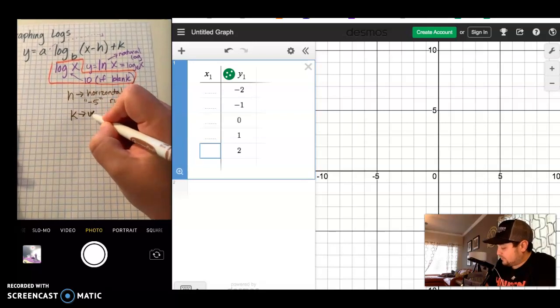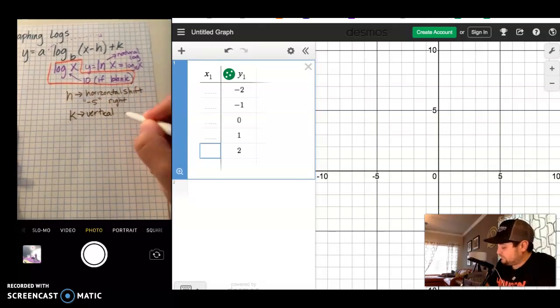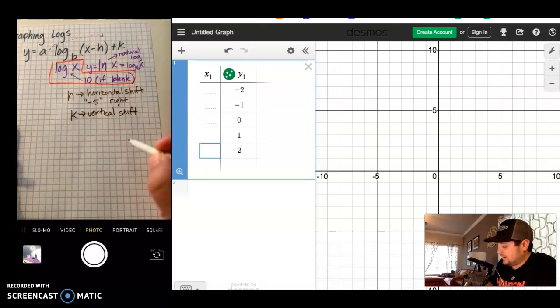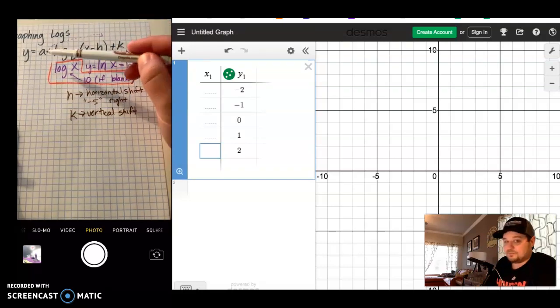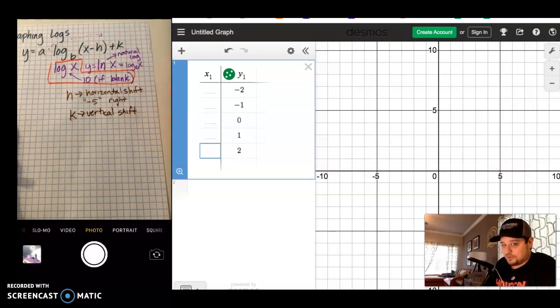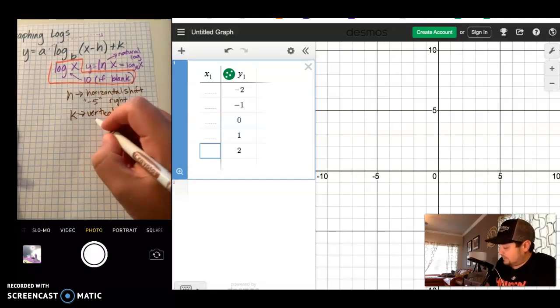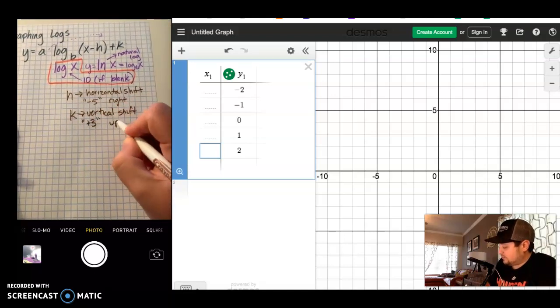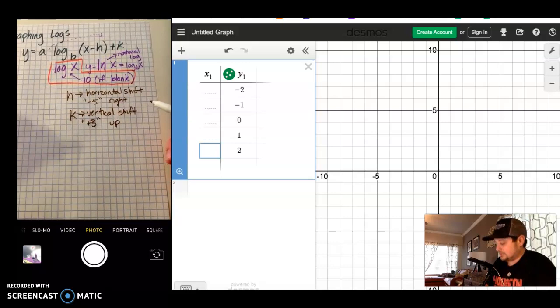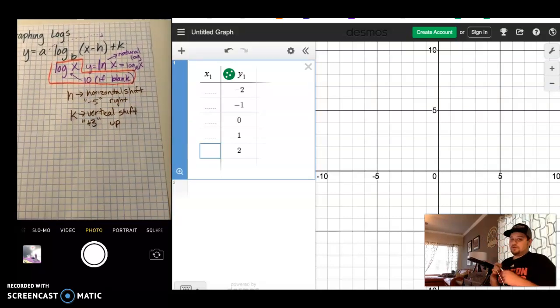K is going to do vertical shifts, which we are used to. K is totally an afterthought. It's after we've done all of the hard math. We've done the log, we've dealt with the base, we've walked it around, we've multiplied in if we had a multiplier, and then when we're done, we just add a number to it, right? So total afterthought, and it works just like normal, right? So like a positive 3 would be a shift up, okay? So those are some things that we're going to get used to.